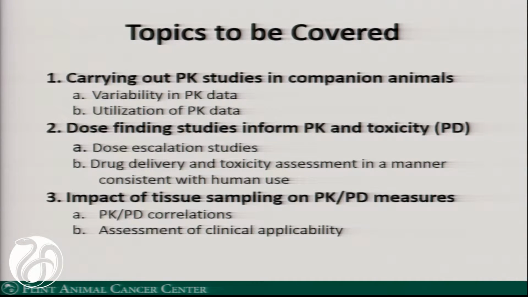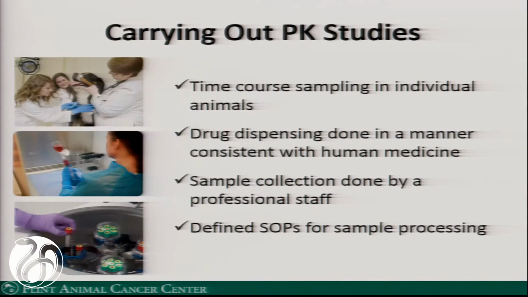How do we utilize PK data? And I'll give an example, again, of PK-directed dosing and how we might actually direct human trials with what we're doing with the dogs. Talk about dose-finding studies that we do in dogs and how they inform PK and toxicity and how that's translatable. And then I'll end by talking about tissue sampling on PK/PD measures and give an example with an autophagy modulator that's very interesting because it actually was published along with 5 human clinical trials in a row, and a lot of what we did in the dogs was very informative to some of the things that they learned in people at the exact same time.